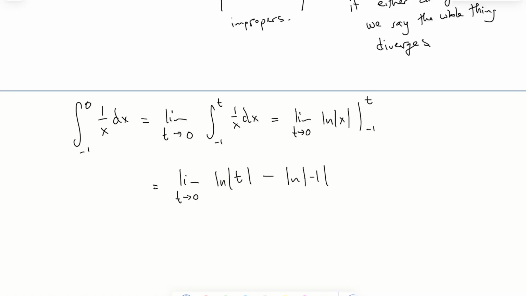What about the first part, though? Here we have to think a little bit about what happens to ln of t when t approaches 0. Perhaps you should remember what the graph of the natural log looks like. It looks like negative infinity. Surely you remember, it looks like that. And so as t approaches 0, that value becomes negative infinity. So this goes to minus infinity, and this one diverges.